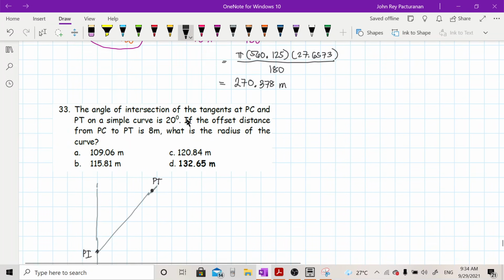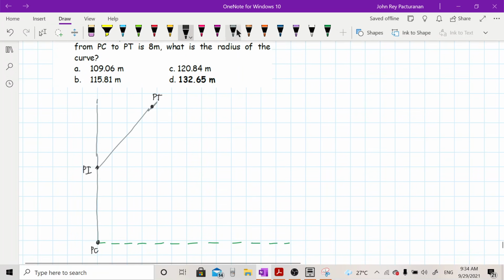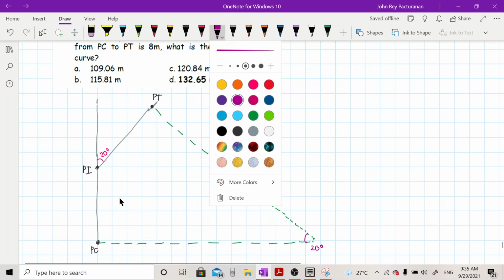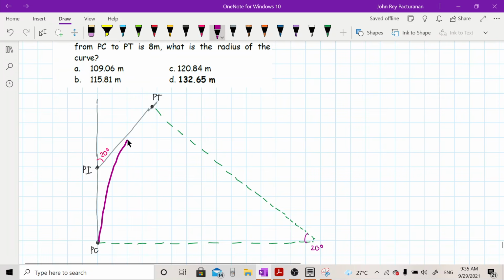According to the problem, the angle of intersection of the tangents is 20 degrees. So, let's type this as 20 degrees. And of course, yung radius, nandito din yan. So, both of them are radius naman. And, sigurado kung 20 degrees dito, dapat 20 degrees din dito. Siguro i-sketch ko din yung curve para at least malinaw na yung pinag-uusapan natin ngayon is a simple curve. Okay? So, according to the problem, ito pala R ito.